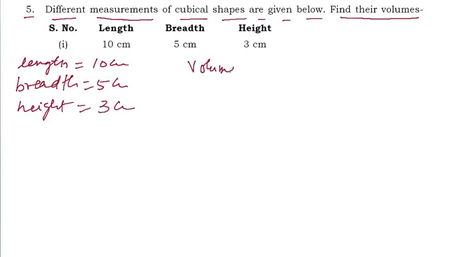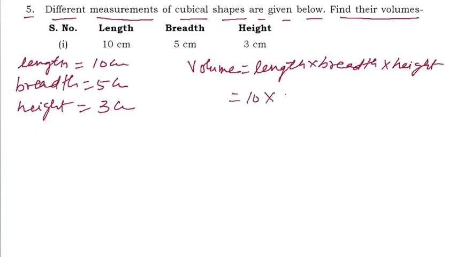Volume, first you apply the formula. Volume is equal to length into breadth into height. So length is given as 10 centimeter, breadth is given as 5 centimeter and height is 3 centimeter. So 5 times 3 is 15 and 0. That is the centimeter cube. So that one is your answer.